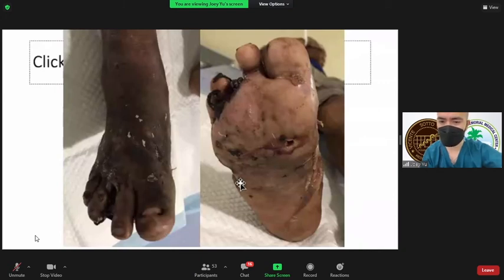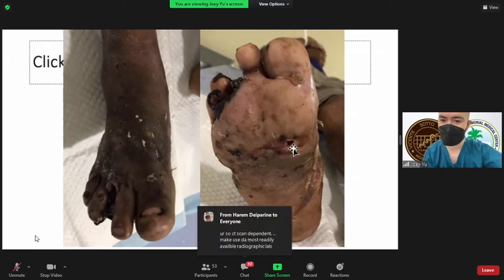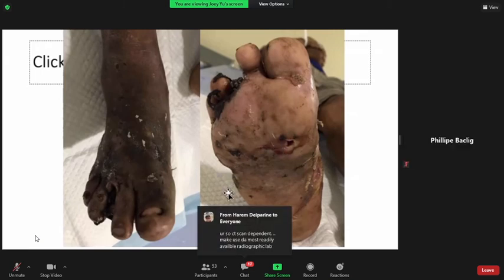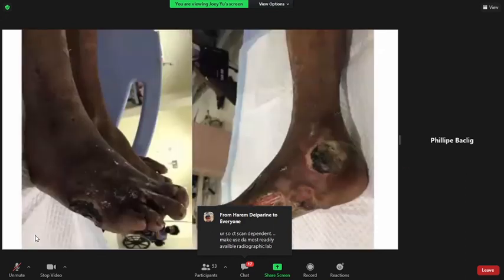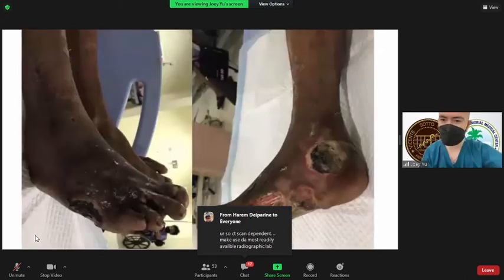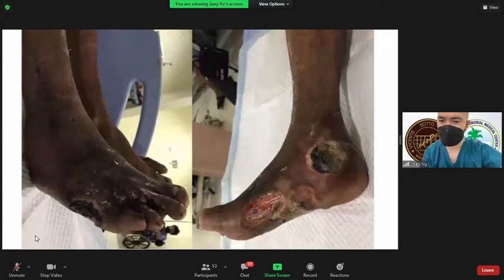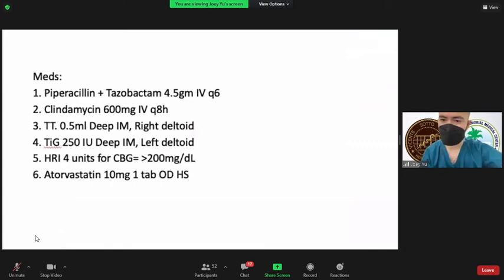Also a multiple sinus tract formation on the plantar and lateral aspect of your forefoot. So here we can see the wet gangrene and the multiple sinus tract formation. So these are the current medications.